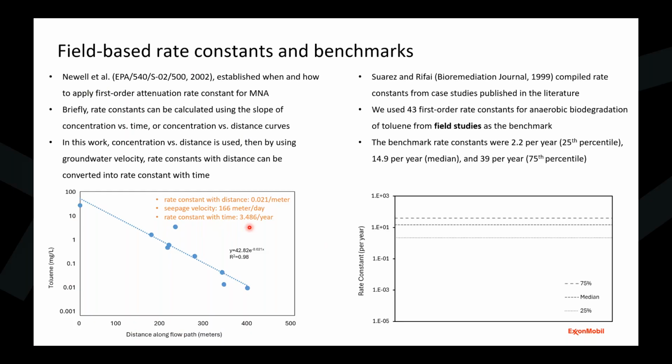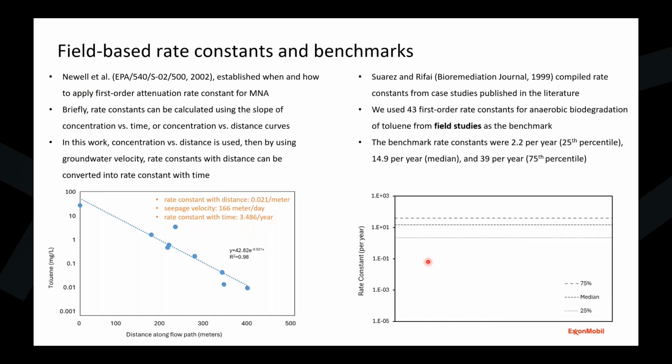Now, for the benchmark, we actually use the publication from Suarez and Rifai from 1999, and in this publication they have many different rate constants for chlorinated and petroleum hydrocarbons and so on. We selected specifically only 43 first-order rate constants for anaerobic degradation of toluene, only from field studies, as the benchmark. So from that publication, those are the data that we extracted as our benchmark.